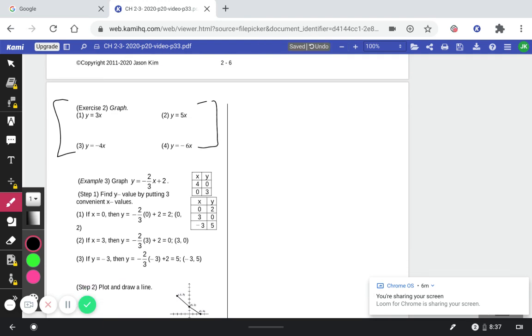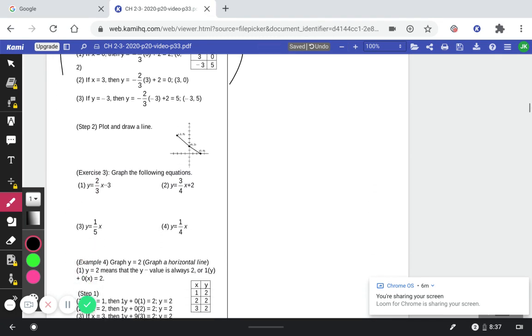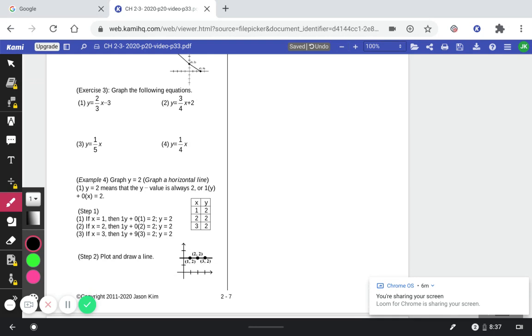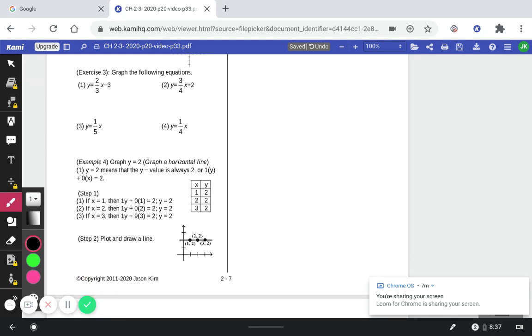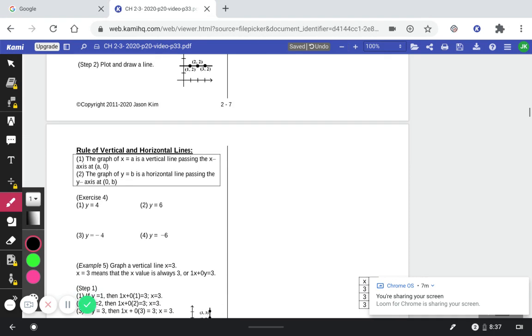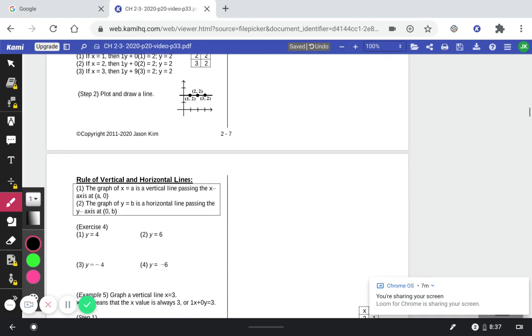And there are more examples, example 3 and example 4. They are all a very simple method of graphing for the purpose of graphing equations.